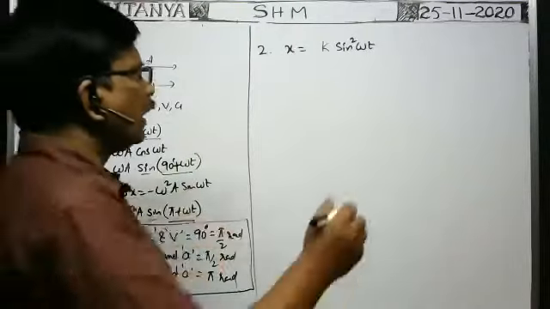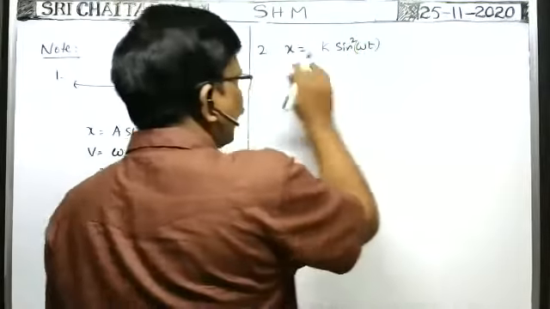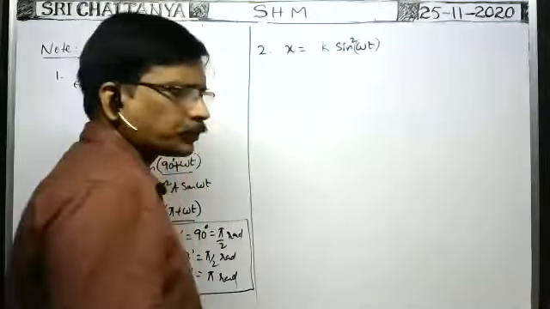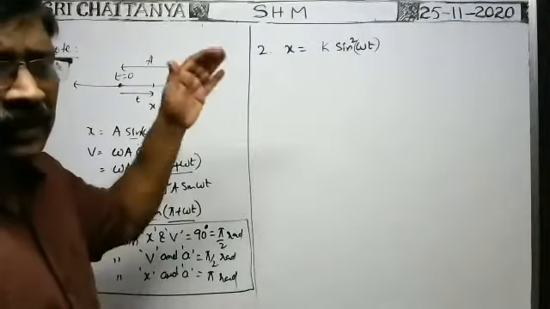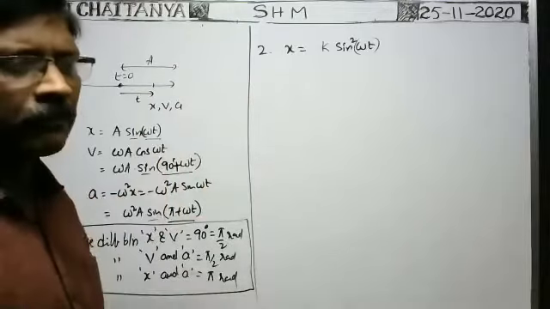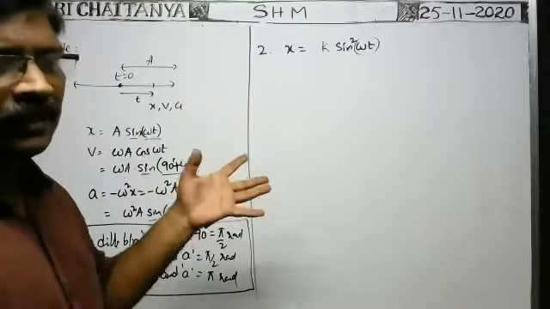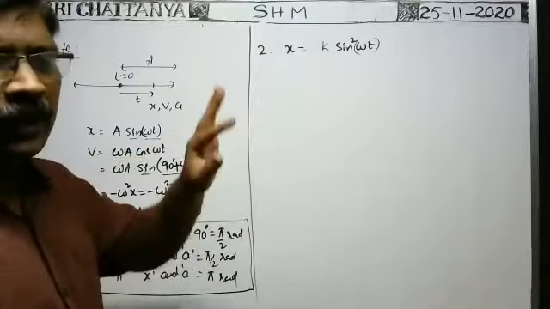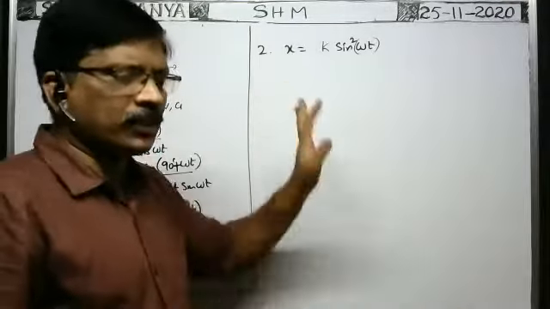But here we are given x is equal to k sine square omega t. Does it obey that condition, a is equal to minus omega square x, or not? We have to verify. If it obeys that condition, then it represents simple harmonic motion. We can say this not only for this one, but for any function.